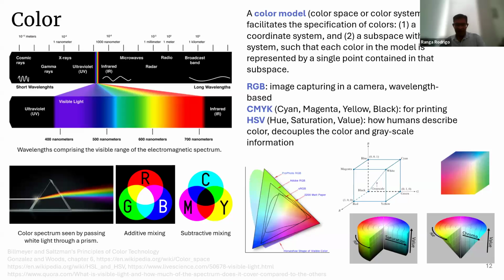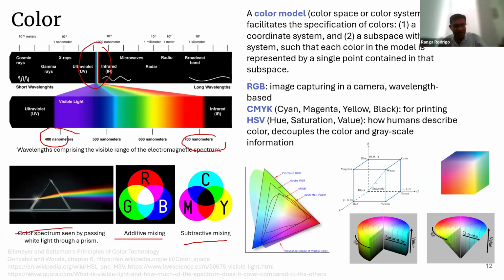So when you think about the color, the visible spectrum of light is from 400 nanometers to about 700 nanometers, and you can resolve that using a prism. So additive mixing is this, subtractive mixing is this. We looked at that, RGB versus CMYK. And the color model, color space, or color system facilitates the specification of color. That is the coordinate system and a subspace within that system, such that each color in the model is represented by a single point within that subspace.